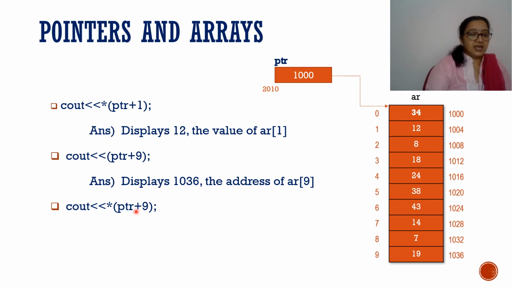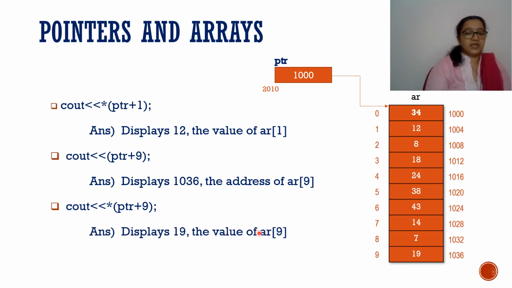If star is there, star (PTR plus 9) means the content at, the value at 1036, that is 19. So it displays 19, the value of AR of 9. Clear now? Yeah, it's interesting, no?